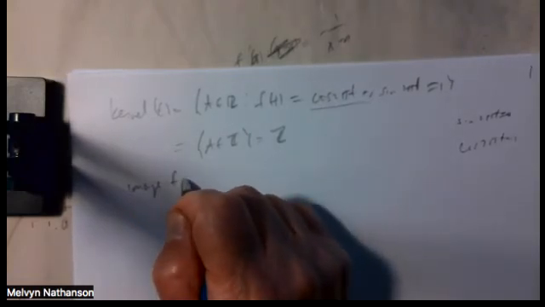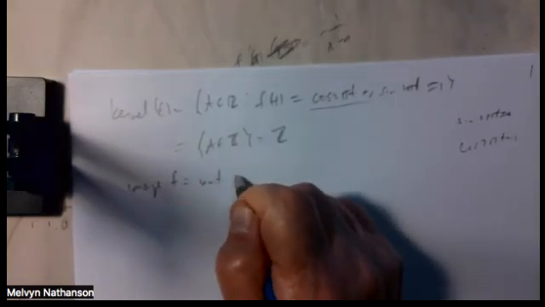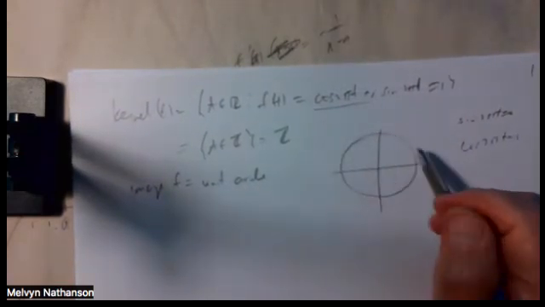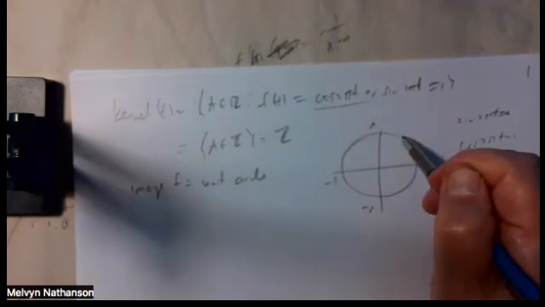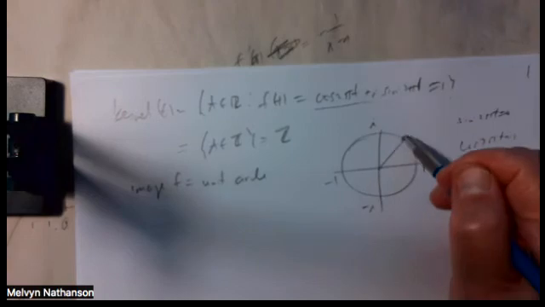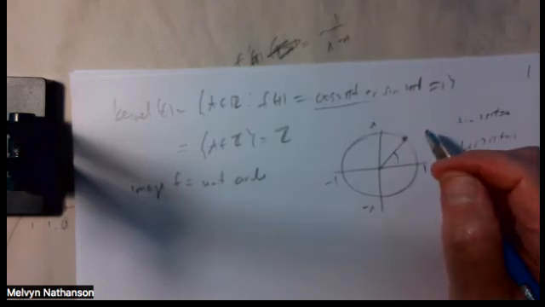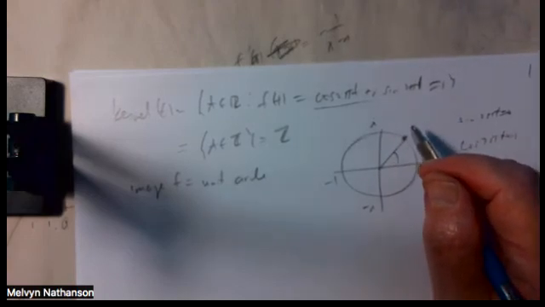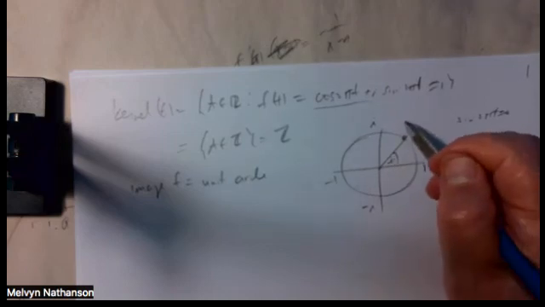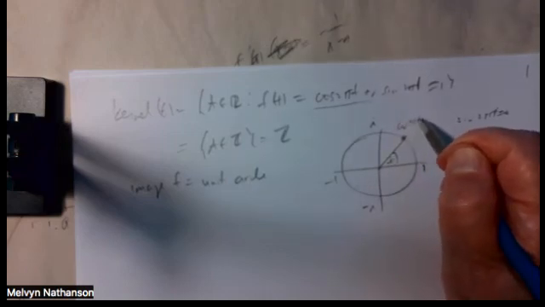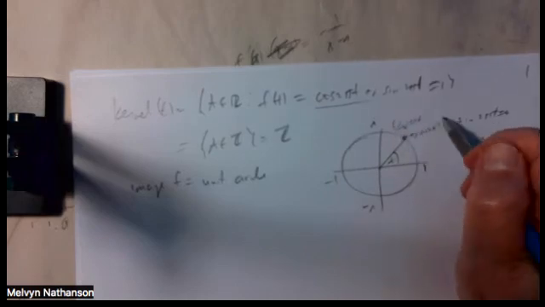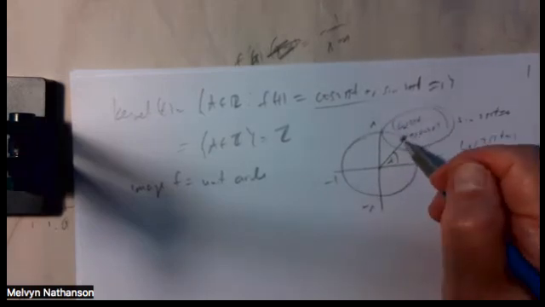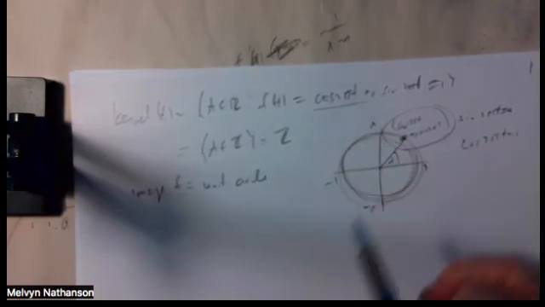And the image of f is the unit circle in the plane. If you take any point on the unit circle, this angle is t, this is cosine 2 pi t plus i sine 2 pi t. So the image is the unit circle.